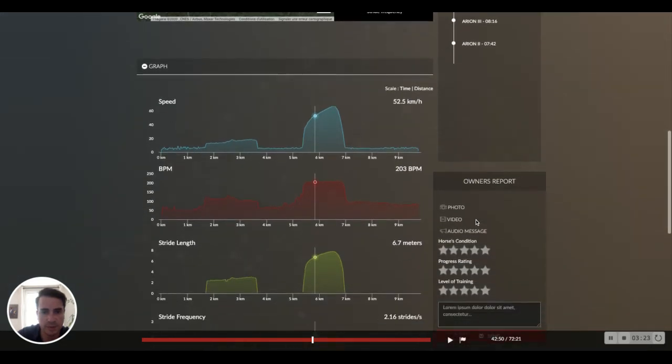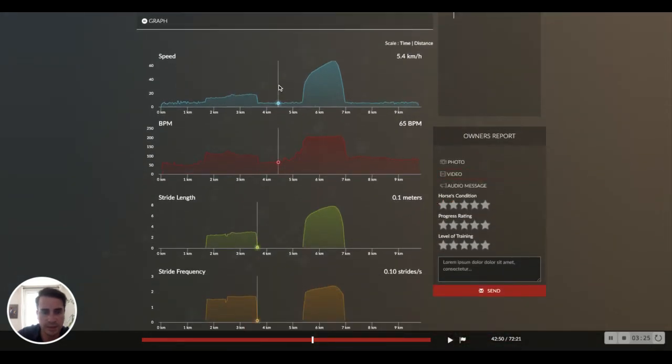So under the map, we have 4 graphics: speed, heart rate, stride length, and stride frequency. So if we describe it, we will see the level of heart rate when the horse is leaving the stable. And here he is walking. We have then the warm-up phase, so small trotting here and slow gallop here.